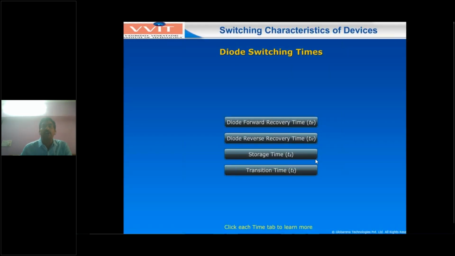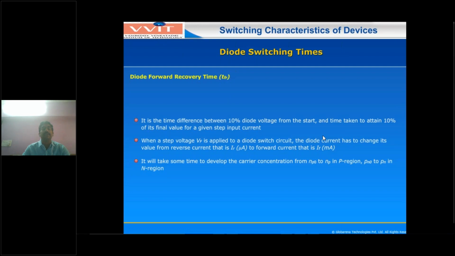And the important one: diode switching times and transistor switching times. So what is the diode forward recovery time? The diode forward recovery time is the time difference between 10% of the diode voltage from the starting position, until the time taken to attain 10% of the final value of the given step input. So starting from 10% of the voltage at the starting point, until reaching the maximum and going down to 10% of the final value, this time difference is called the diode forward recovery time.